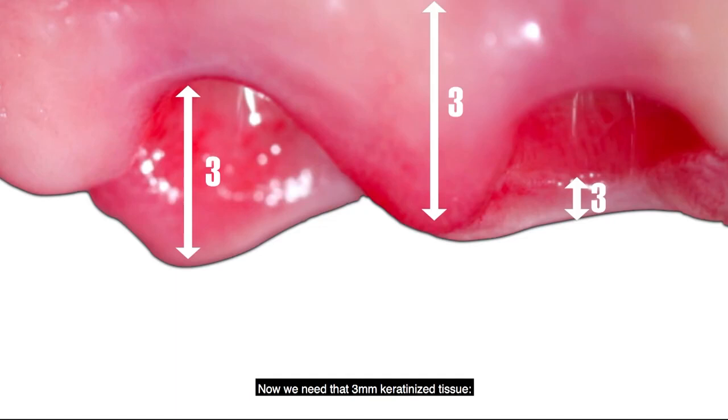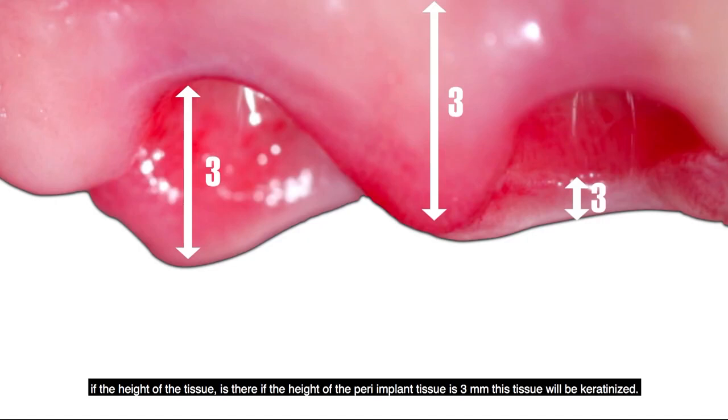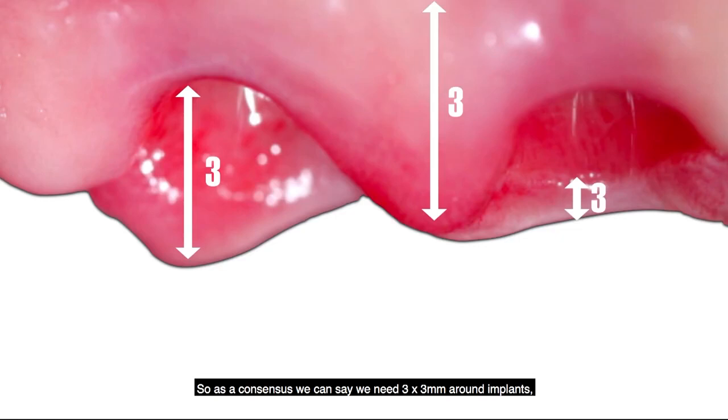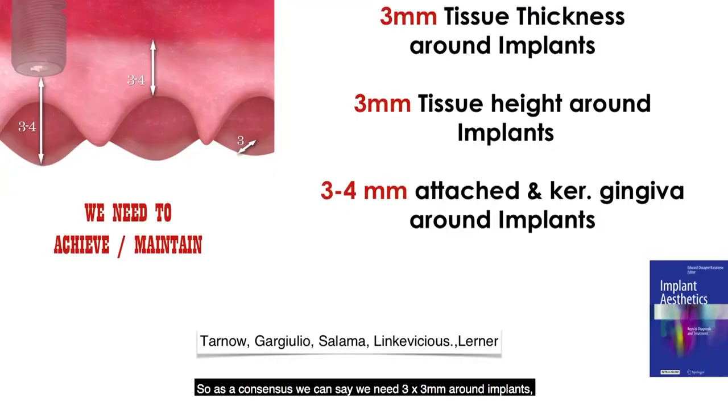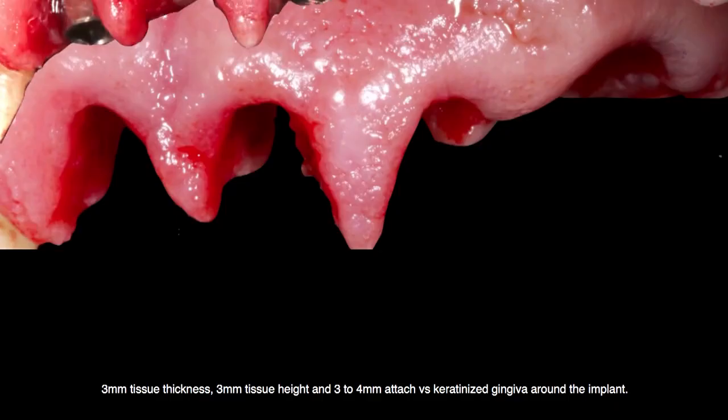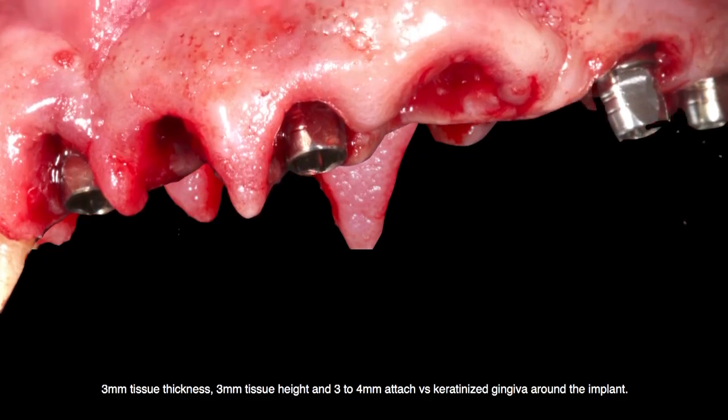Now, we need that 3 millimeter keratinized tissue if the height of the tissue is there. If the height of the peri-implant tissue is 3 millimeters, this tissue will be keratinized. So as a consensus, or as a rule of thumb, we can say we need 3 times 3 millimeters around implants: 3 millimeter tissue thickness, 3 millimeter tissue height, and 3 to 4 millimeters of attached, keratinized gingiva around the implants.